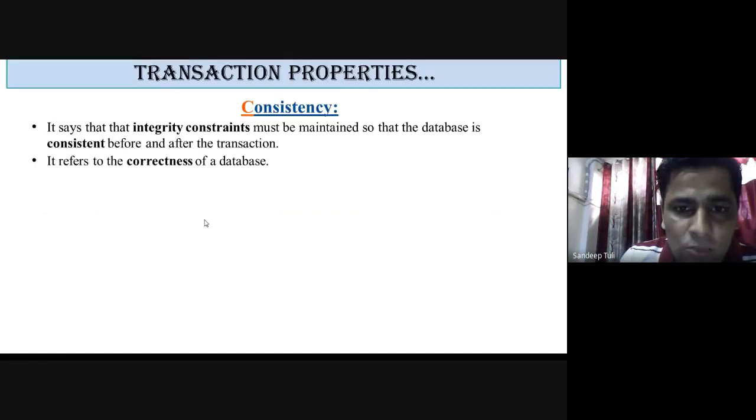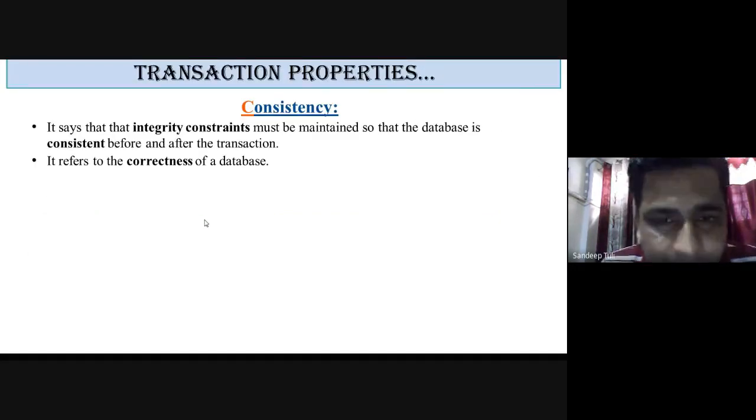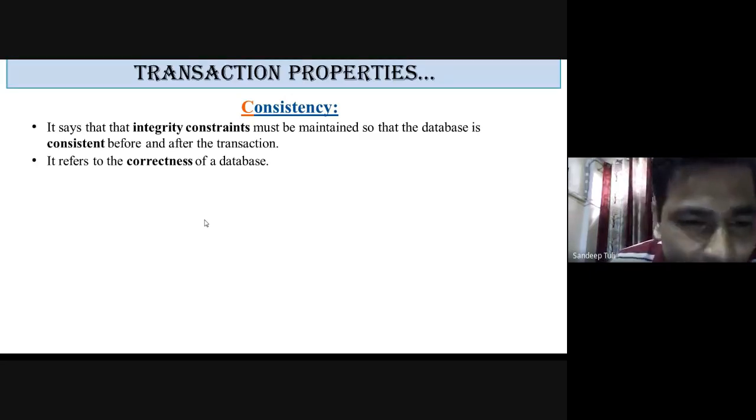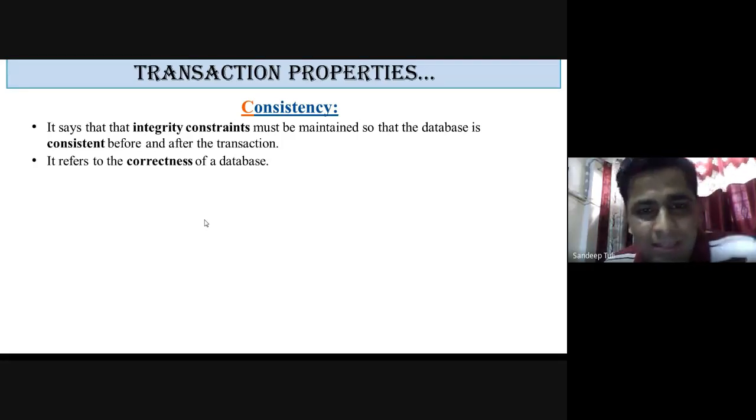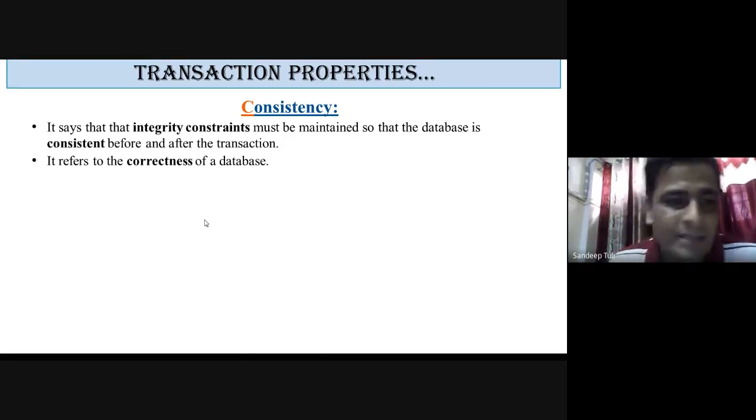Now coming on to the next property, that is consistency, which we have just discussed thoroughly. Because of the question, I have already explained what consistency means. It says that the integrity constraints must be maintained so that the database remains consistent before and after the transaction. It also refers to the correctness of the database.